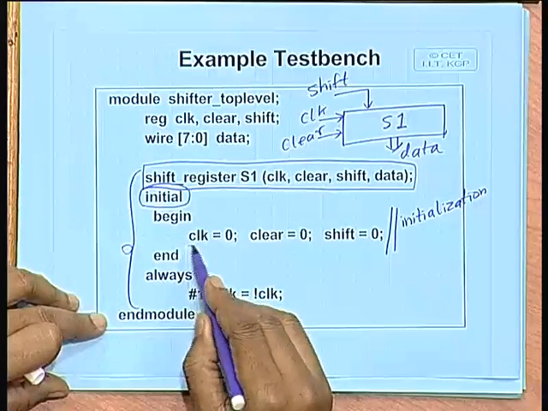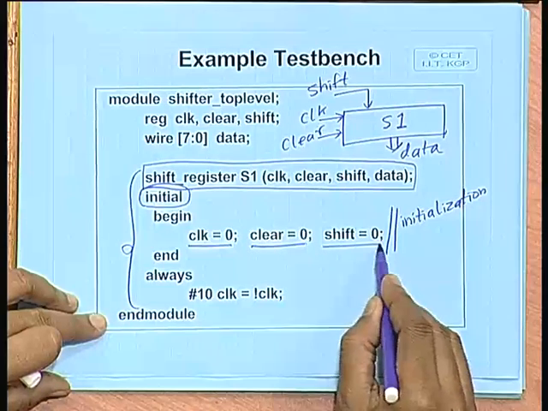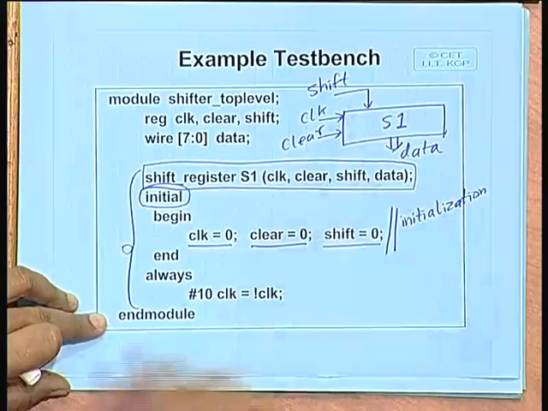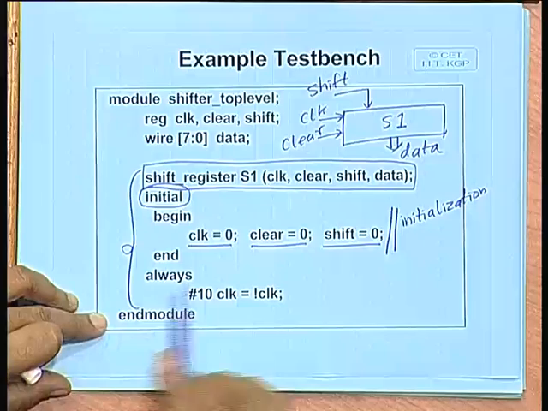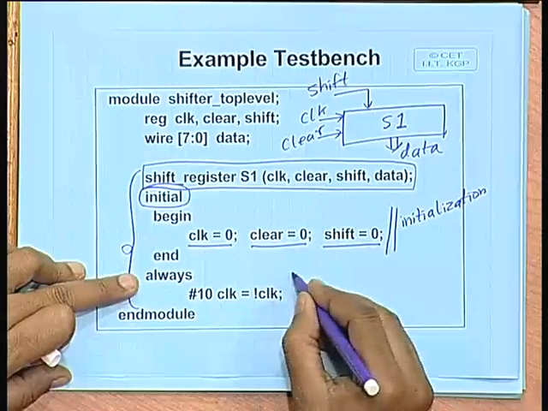Here we are initially setting the clock signal to 0, clear signal to 0 and also shift signal to 0. We are assuming all these are active high. These are the initial values we are setting. Then you just look at this statement.